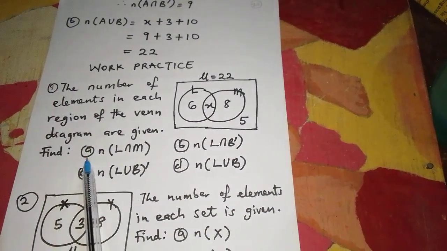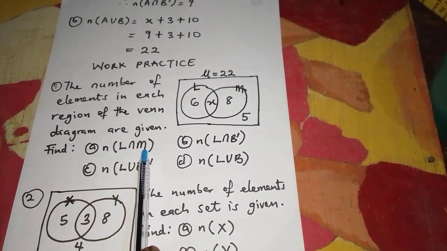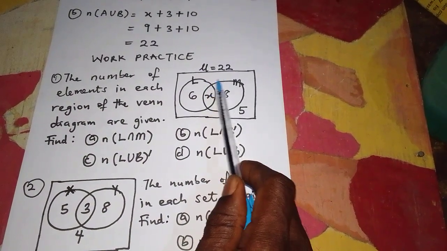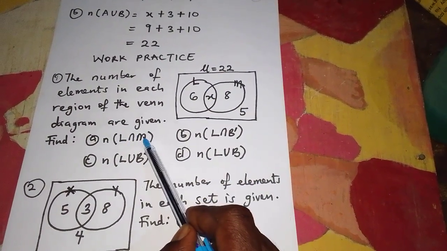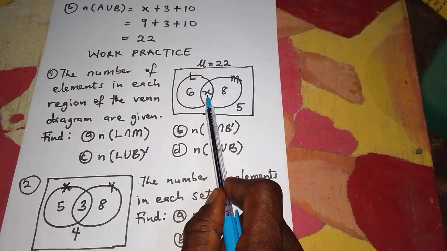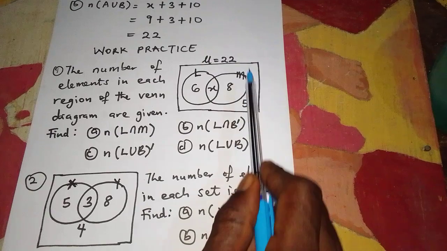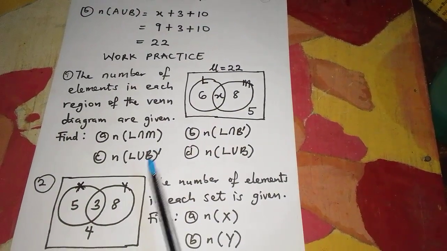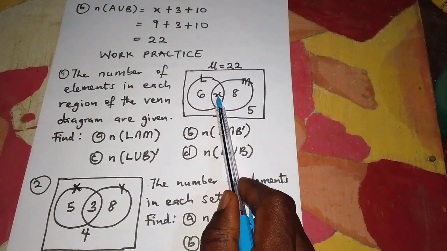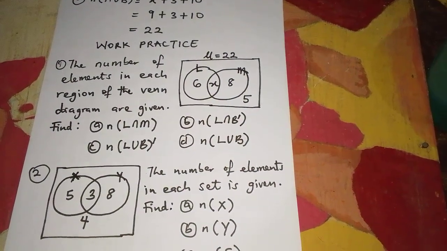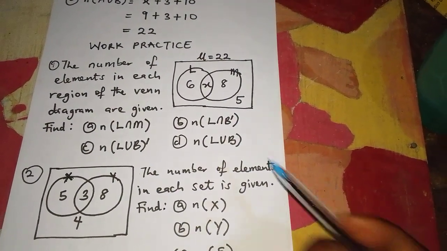So find A, L intersection M. What is common to L and M? So L intersection M, that one is X. So normally if you add everything in the universal set, it gives us 22. So with that, if you add 6 plus X plus 8 plus 5 it should be equal to 22, you'll be able to get X.